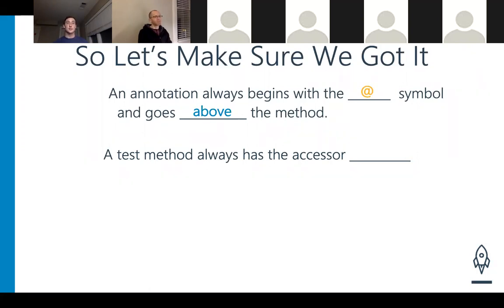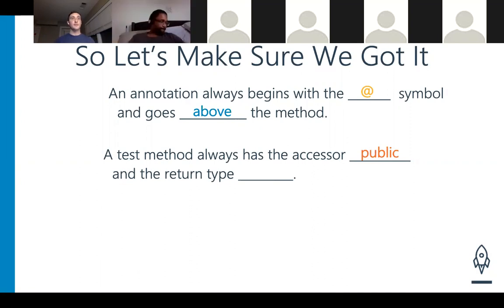What's a public accessor? Public. Remember, accessors are public, private, protected. Test methods will have public, and the return type will always be what? Void. Very good.